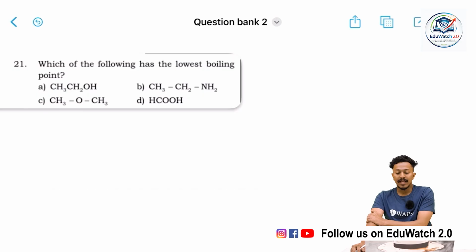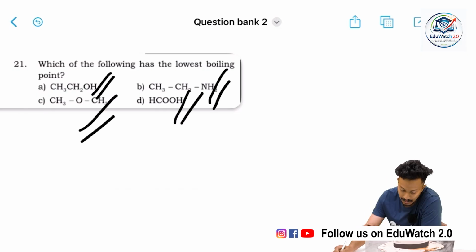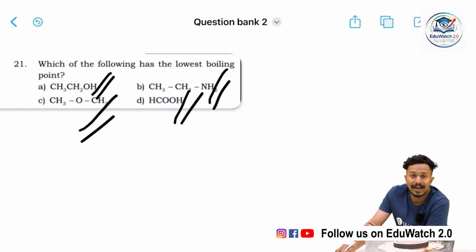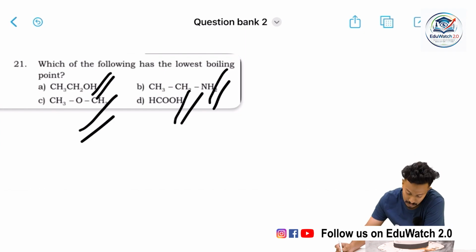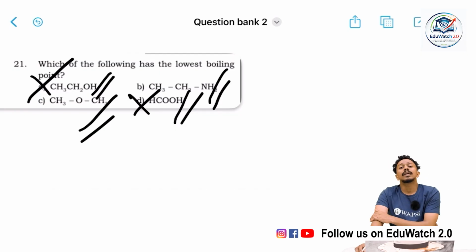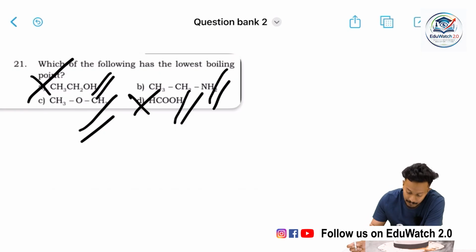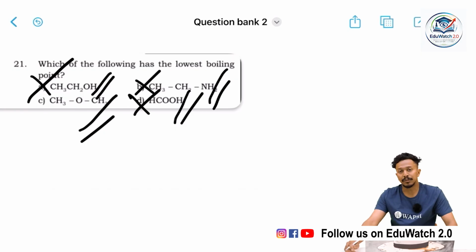Which of the following has the lowest boiling point? Okay, what do you think? Which one of the following must have the lowest boiling point? Right. We do have 2 alcohols here, an amine group and a keto group, right? We do know that alcohols form hydrogen bonding. So we could rule out the possibilities of option A and option D, right? A primary amine does have a higher boiling point compared to that of alcohols and carboxylic acids. So we could rule out the possibility of an amine, option B.